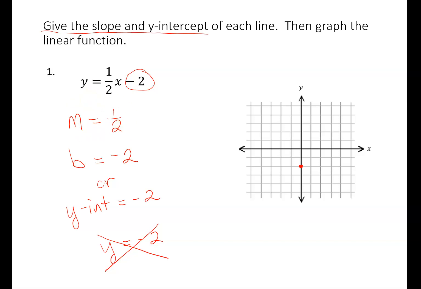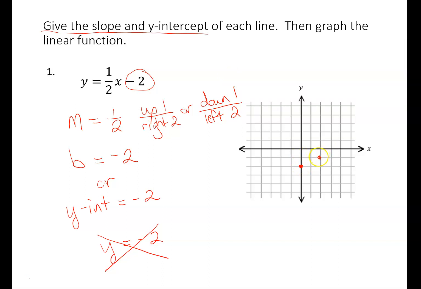It's positive, okay? So here are my choices. If I choose to go up 1, it's positive. If I go up, then I would have to go to the right 2. Now, I could also make the choice of going down 1. If I go down, I have to go left 2. Positive, you can go up and right, or you can go down and left. So from the y-intercept, I'm going to go up 1, right 2, and put a point.